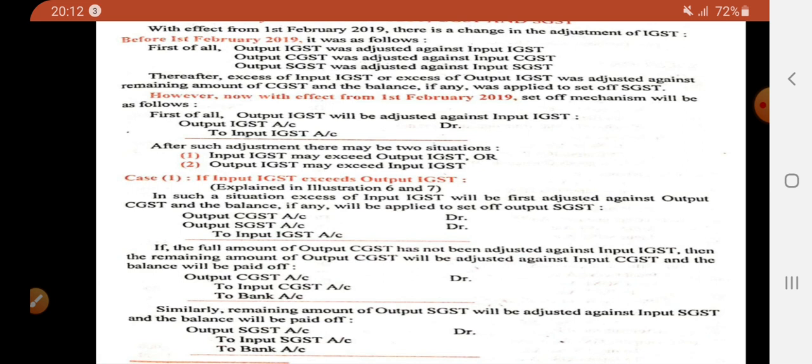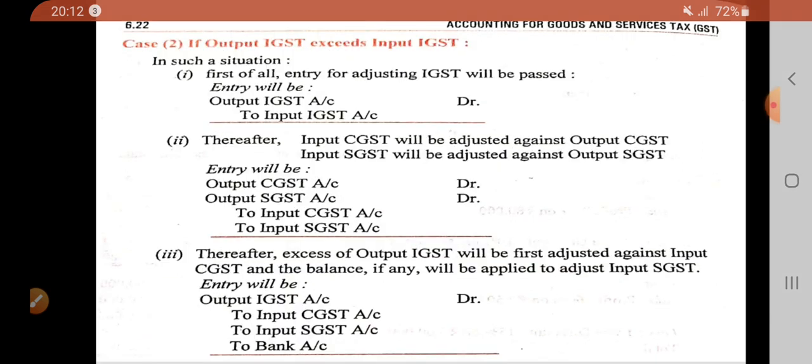Output is your receiving, input is your payment. So whatever amount you have received, you have to adjust with your input. Then if there is any amount left, if you are able to adjust the complete amount with the CGST, then you will adjust with it, and if not, the balance will be paid off, and then again the remaining will be adjusted with SGST, and then the final balance will be paid off.